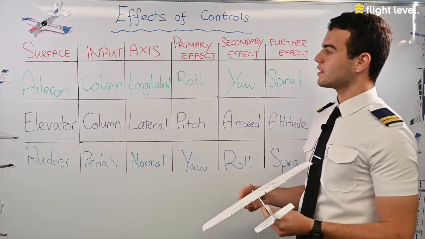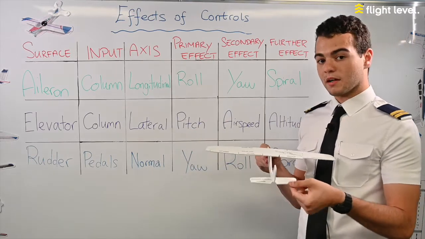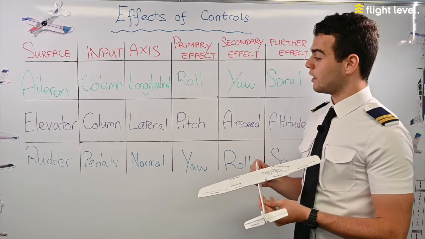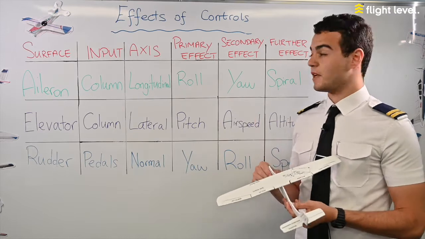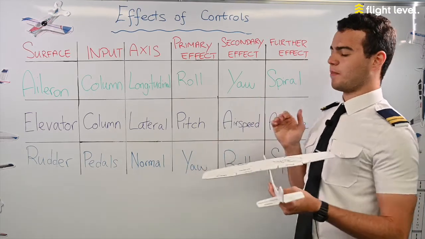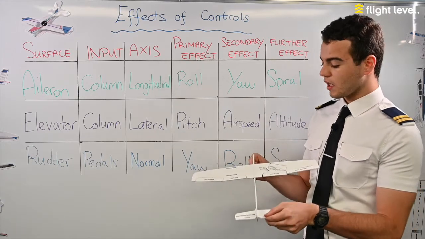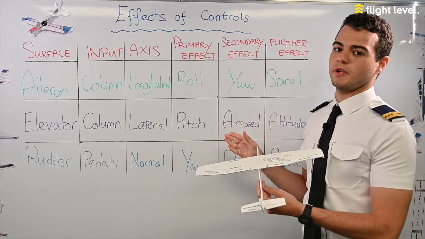Moving on to the elevator, the input is a control column, and it moves the elevator up and down like such. The axis that controls the aircraft is along the lateral axis. Primary effect, as we talked about, is pitch. How about the secondary effect? Well, let's say we're pitching up. So as we pitch up, the elevator moves up, the aircraft pitches up, and we have a decrease in airspeed.